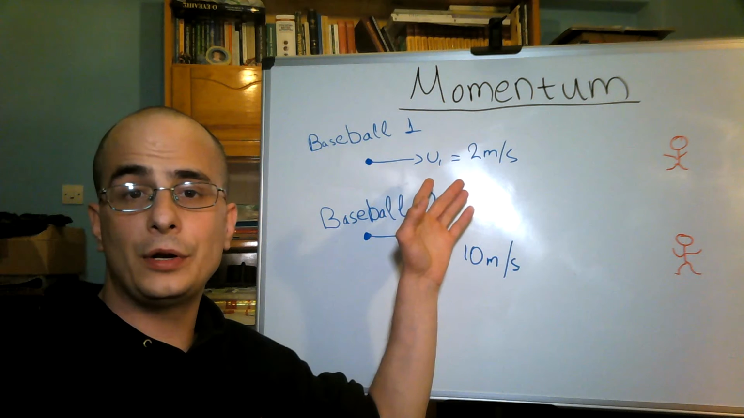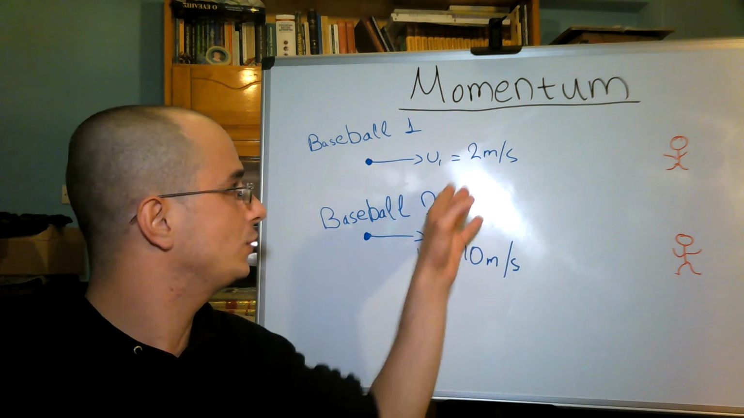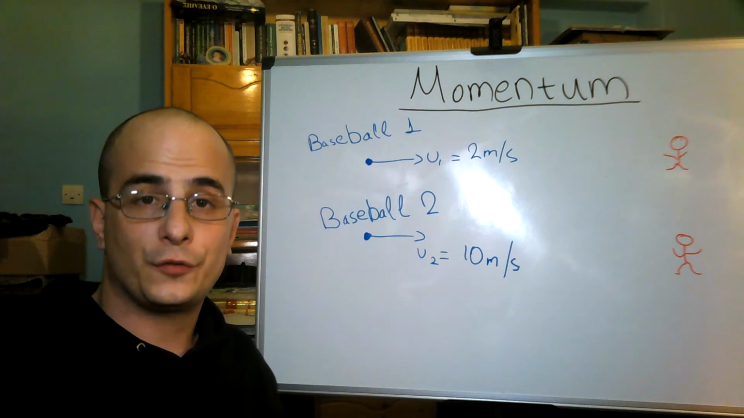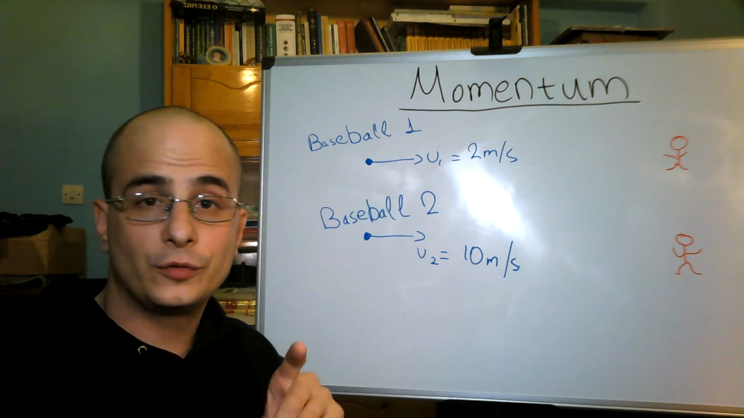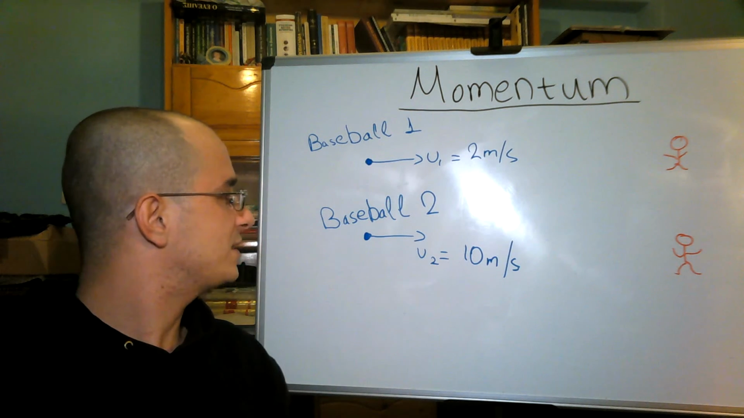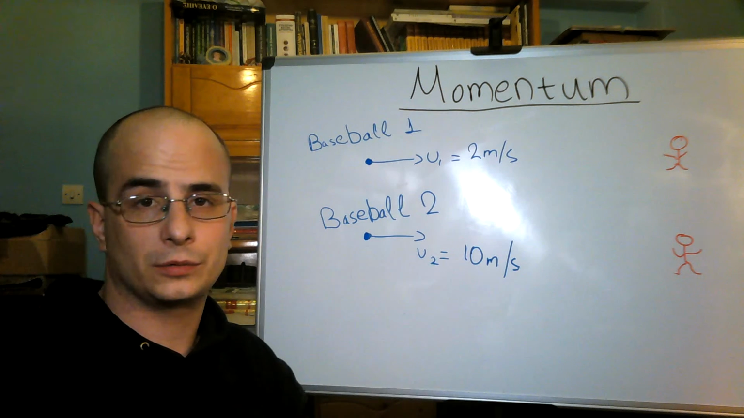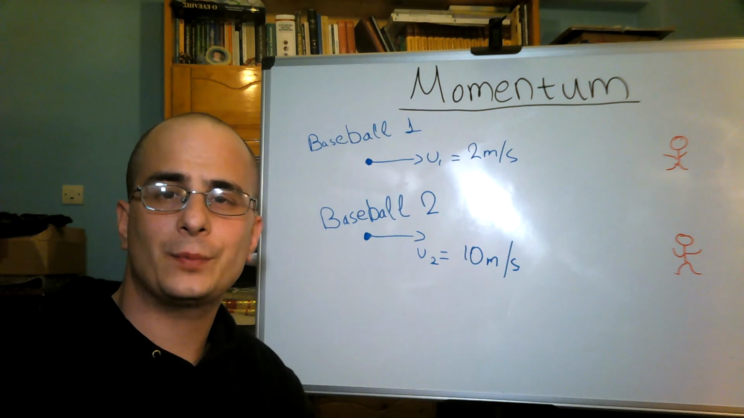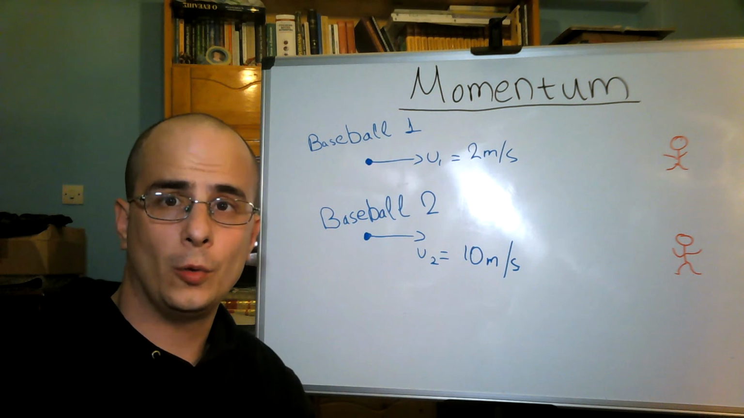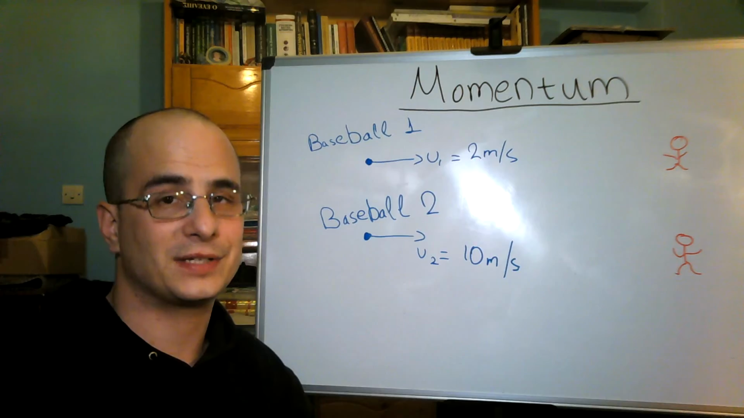In the example on the whiteboard, we can see a person that's trying to catch two different baseballs. The first time, the baseball has a speed of 2 meters per second. And the second time, the baseball has a speed of 10 meters per second. Now imagine yourself to be that person. You would really hope to lose that game rather than catching the baseball the second time.